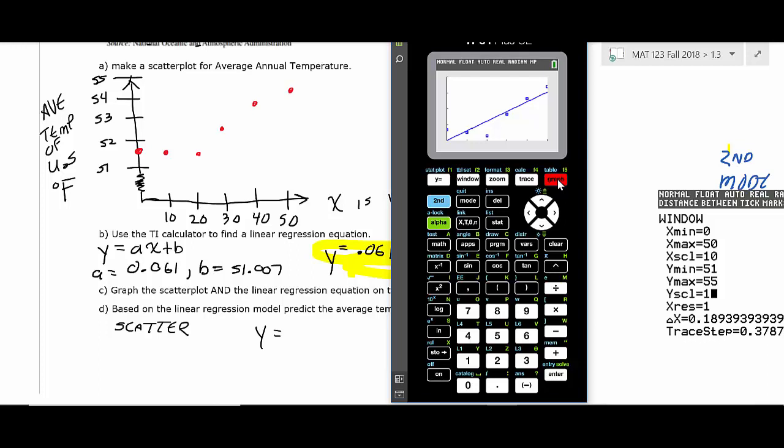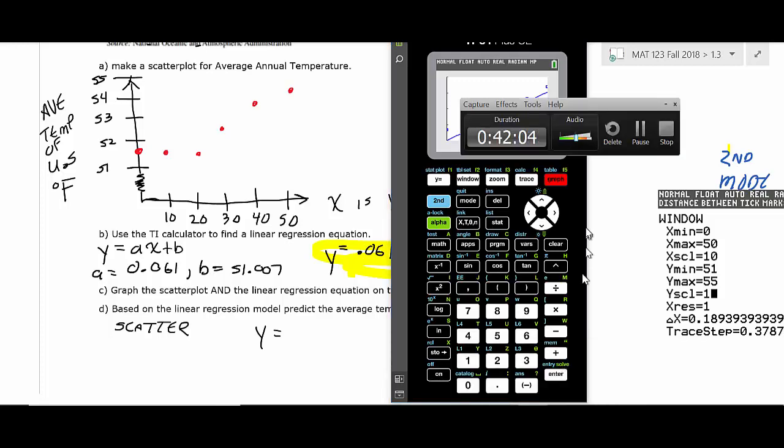How many people don't have a graphing calculator with them? That's really bad. I told you you can rent a calculator. No, you can't. Did you ask? Wait. I think Student Services does have calculators.